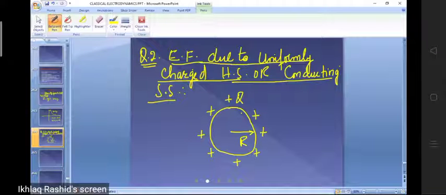Why the charge resides only on the surface? Why? What's the reason for that? Can anyone answer that? Okay, let me answer it.